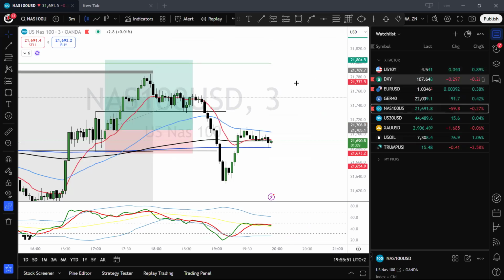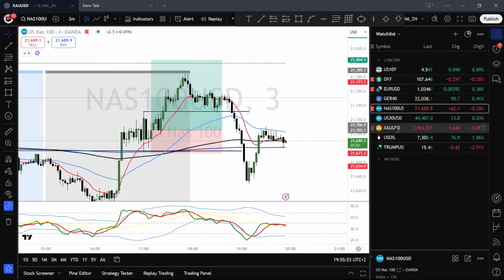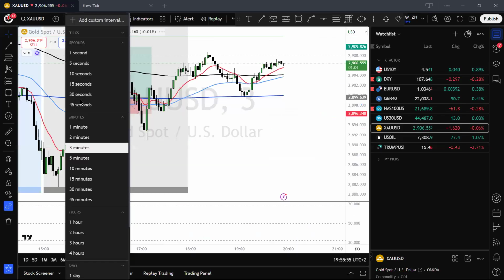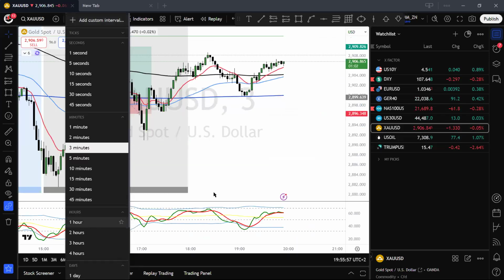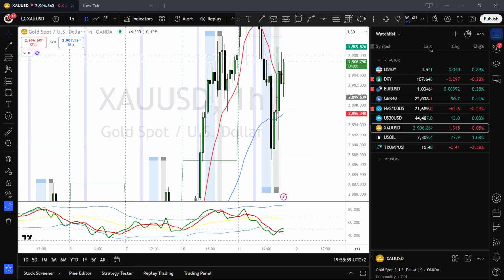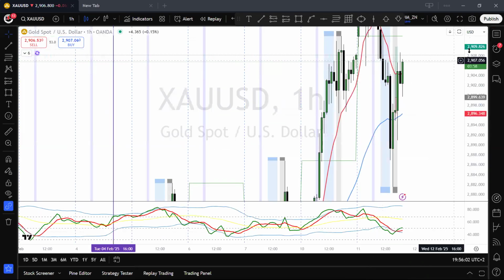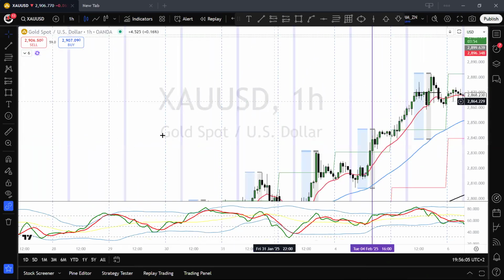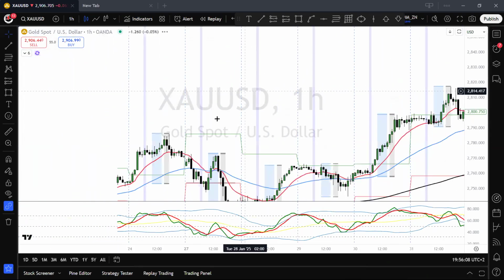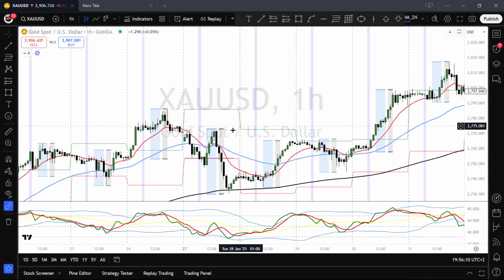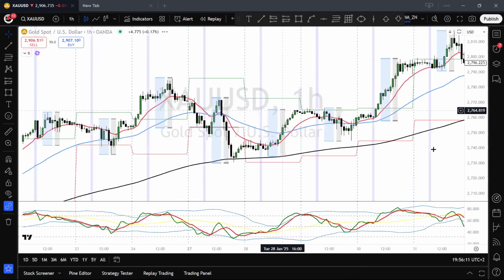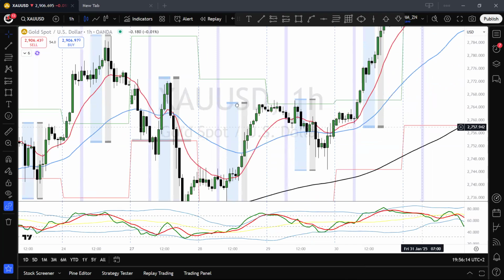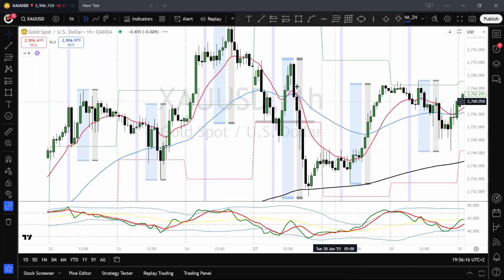We are going to go onto gold, H1. Make the screen bigger. Okay, what day was it? I think it was the 27th, right? So the 27th, I'm just going to zoom in so that you guys can see.